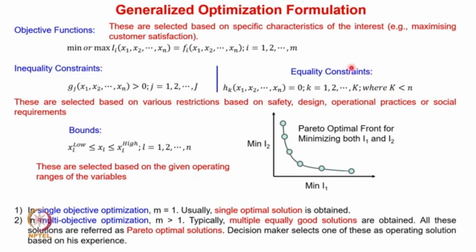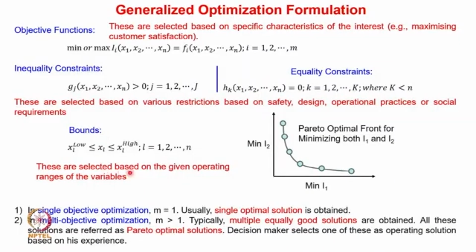In addition to these constraints, additionally there are bounds. Now what are the bounds? Bounds are nothing but the ranges of these decision variables which we have to specify. These ranges are specified based on the operational practices, what are the ranges of different variables based on the safety perspective, isn't it? So these are selected based on the given operating ranges of the variables.